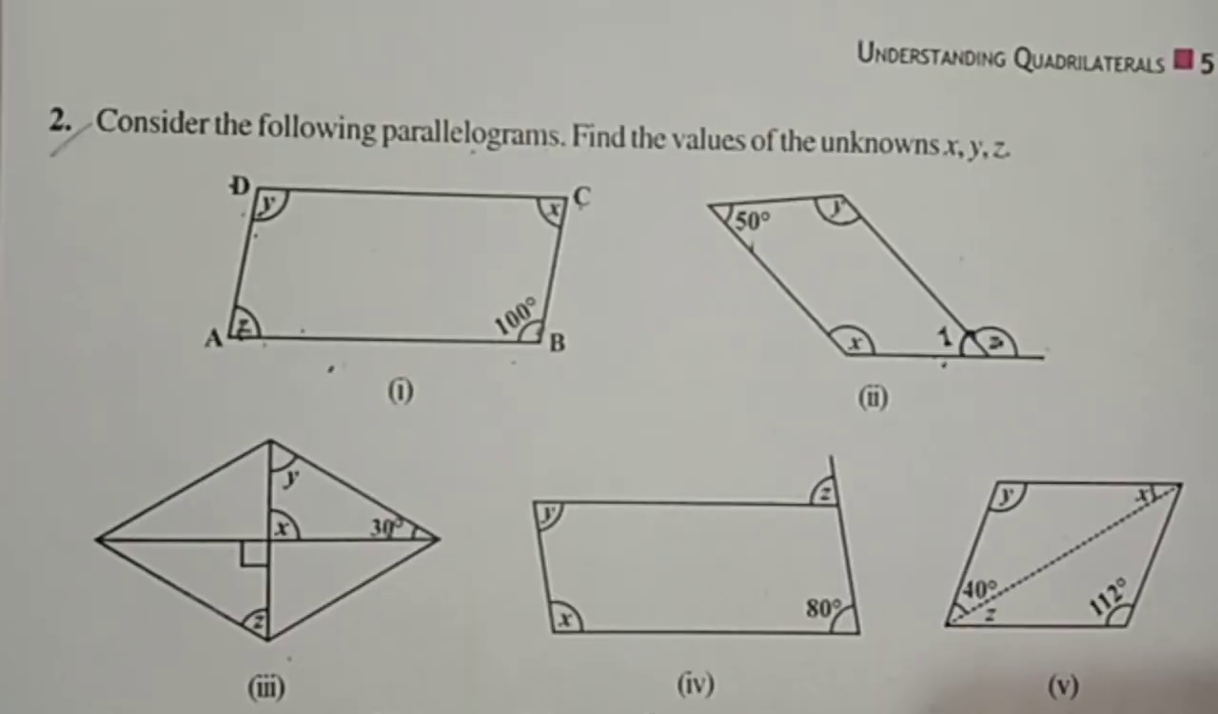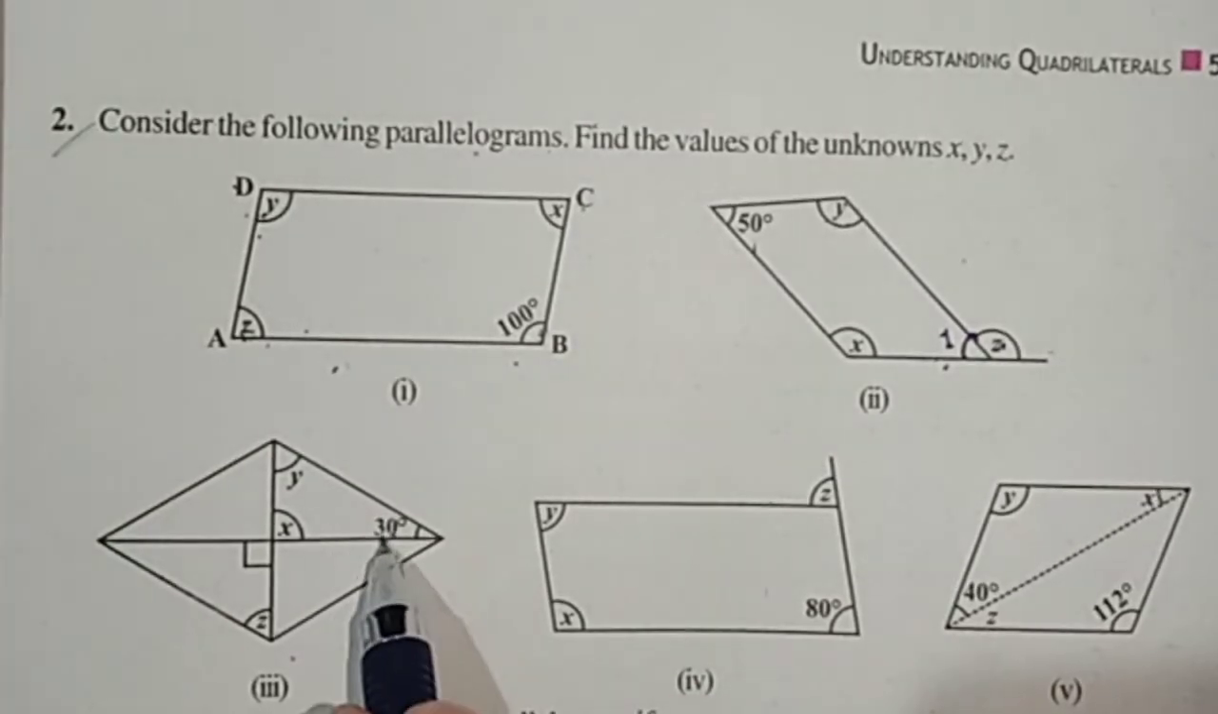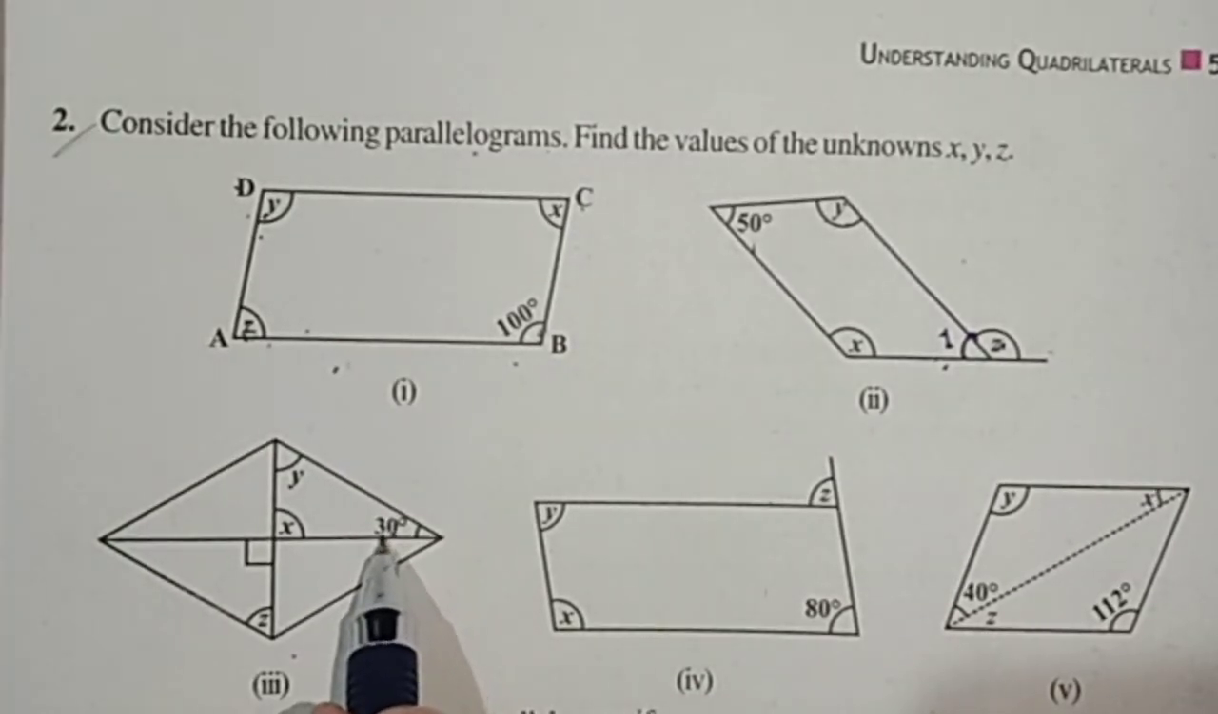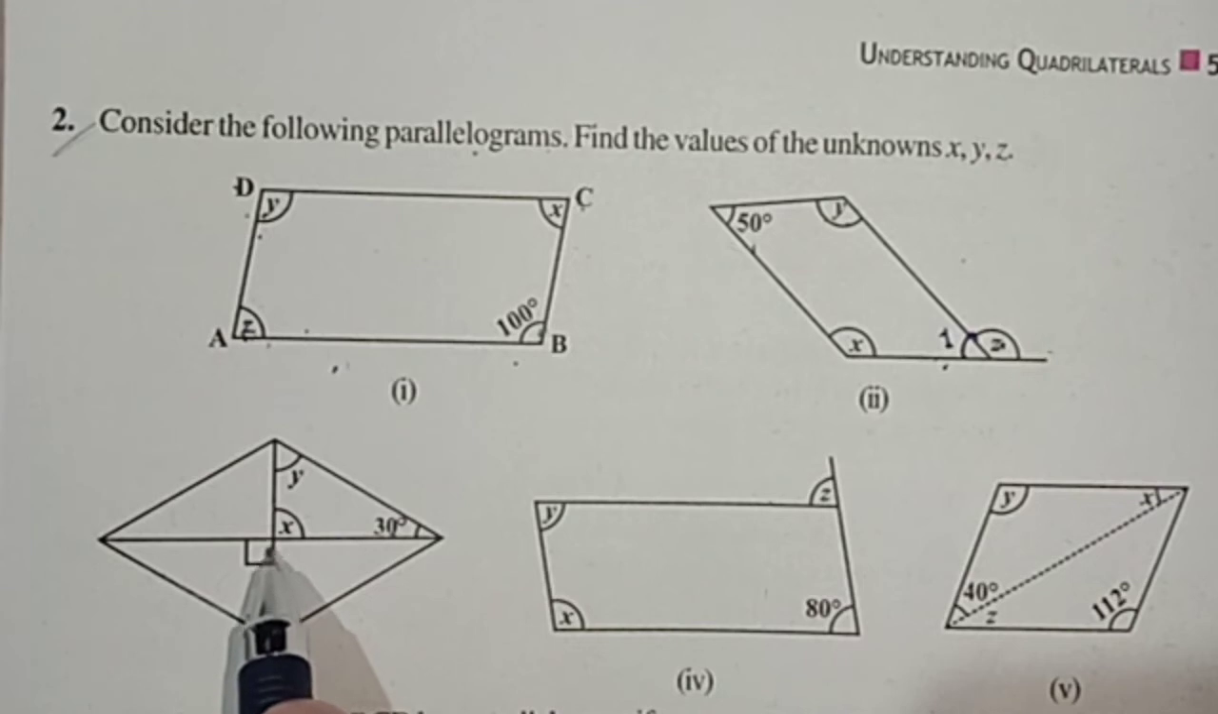Question number 3. Here also we have to find the value for x, y and z. This one is given 30 degree and this one is 90 degree. So we can find x. How? Because this one is given 90 degree, this angle and this angle are vertically opposite angles, which means angle x is equal to 90 degree. Reason or property: vertically opposite angles.